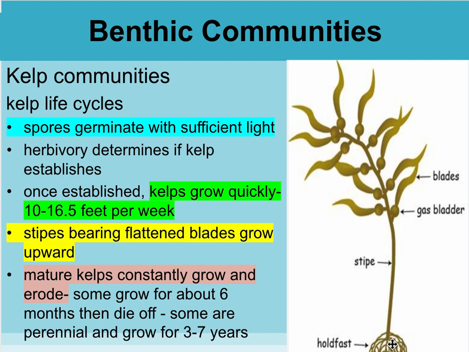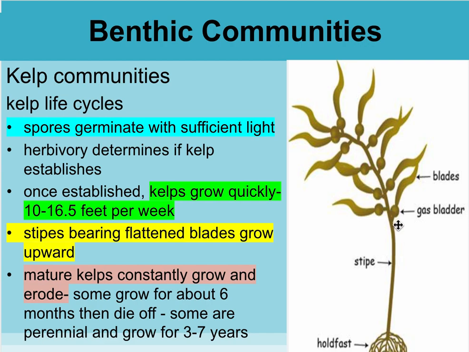The bottom is called the holdfast, which, if it was a regular plant, you could almost think of as the root system that's holding on. The stipe is like the trunk of a tree. The gas bladders are like little balloons of air that help float the whole blade upward.